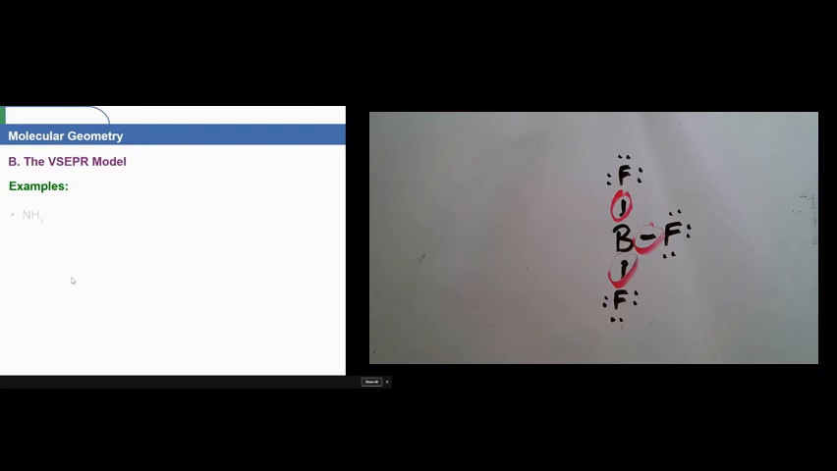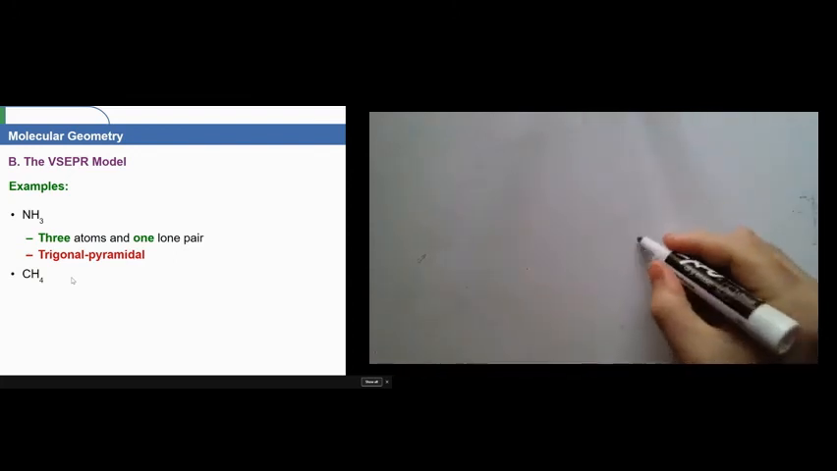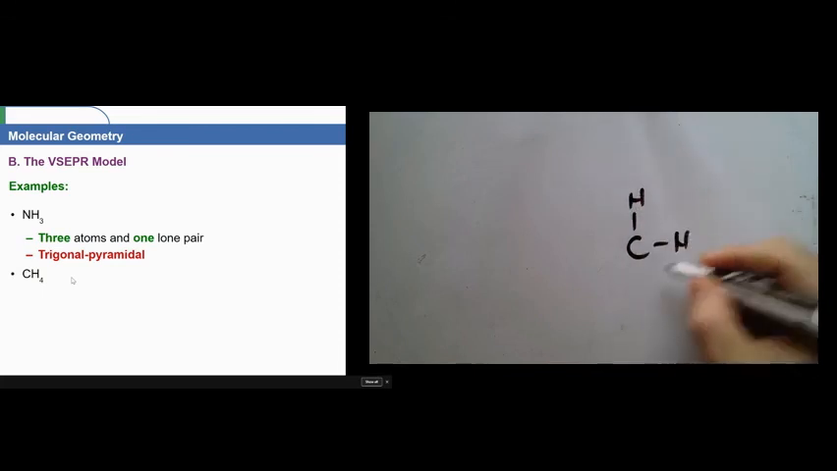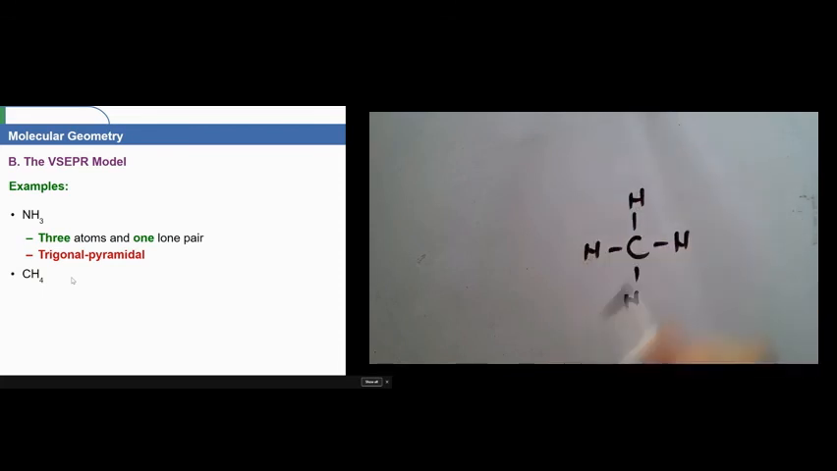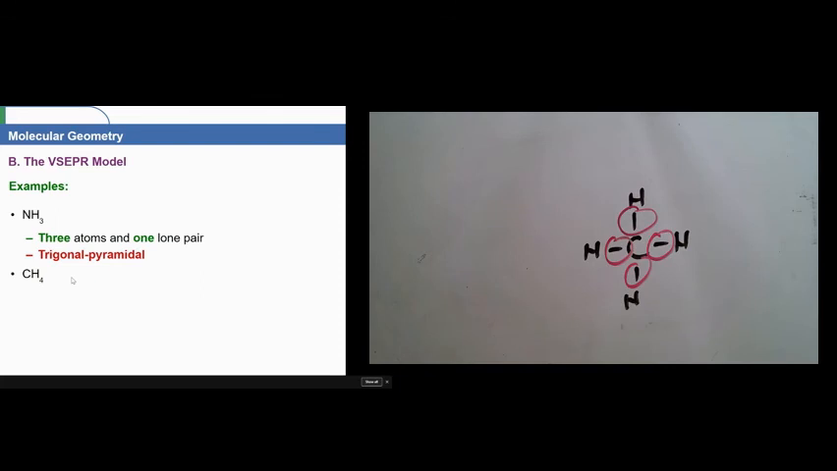Another example, NH3. I've already showed you that. That's 3 atoms and 1 lone pair. That's trigonal pyramidal. CH4, we go back and look at our original example. We have, once again, CH4. If you notice, that has 4 groups, 1, 2, 3, 4, and no unshared pairs around the central atom. So that would mean a tetrahedral. 4 and 0 is tetrahedral.